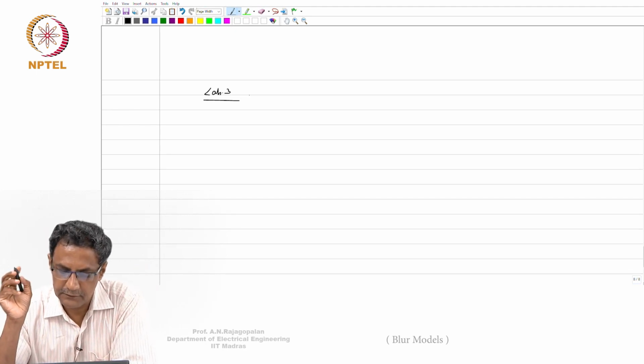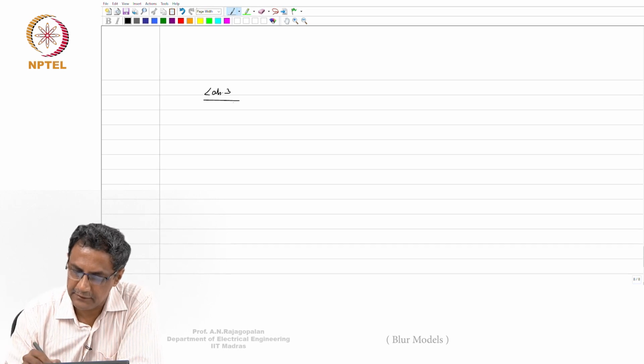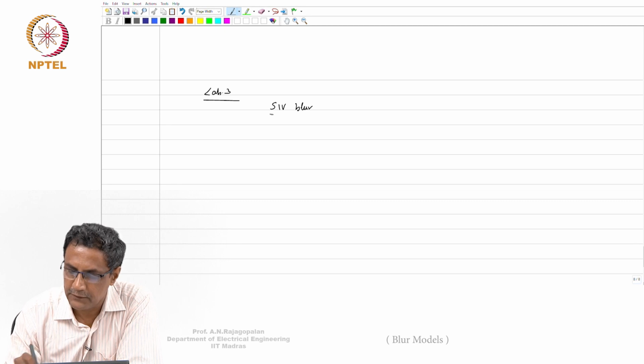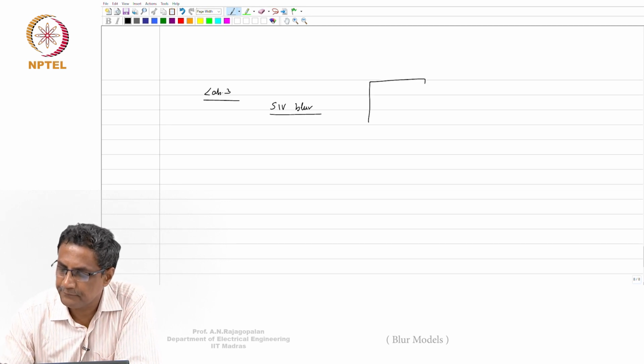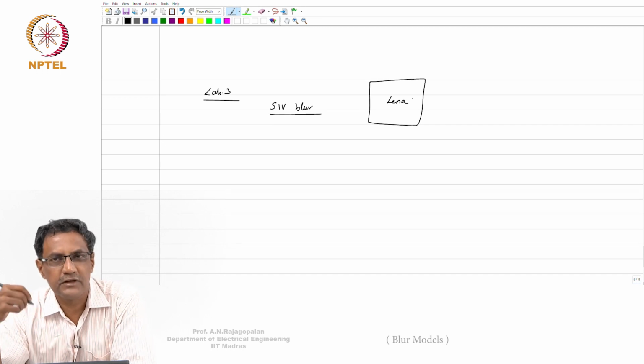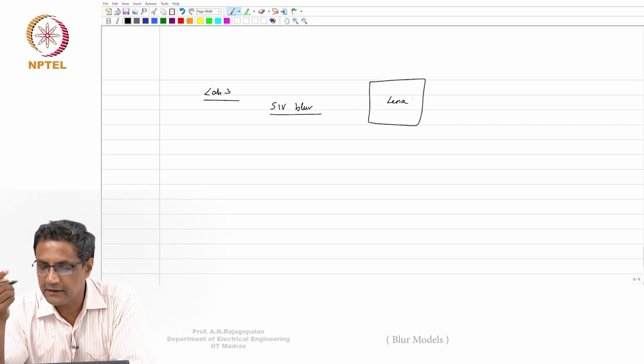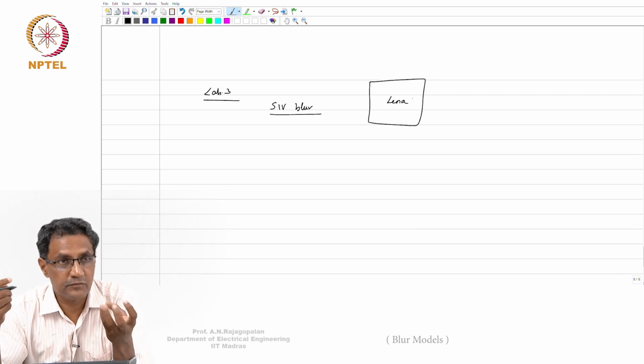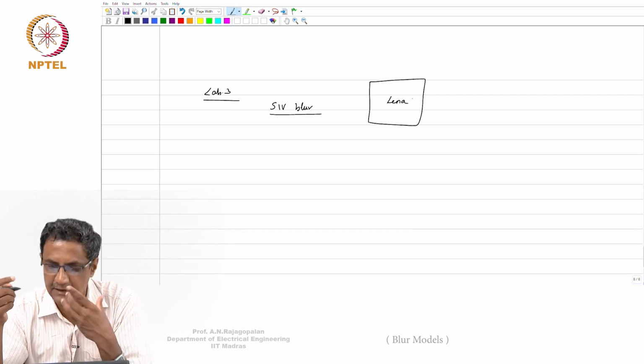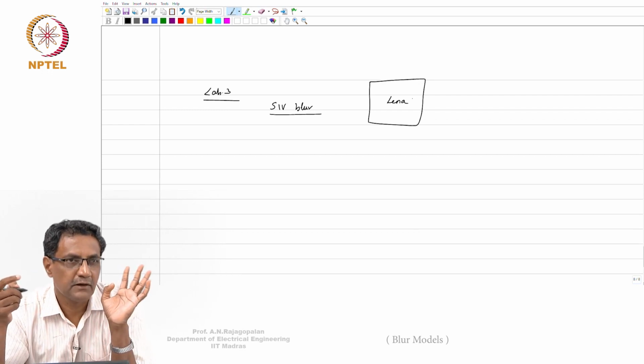Now this lab 3. The way this works is, first is a space invariant blur. We'll give you an image, let's say it's some Lena or something, and because it is all synthetic, there is nothing like a 3D Lena face. We're just taking some image and then we'll just blur it.